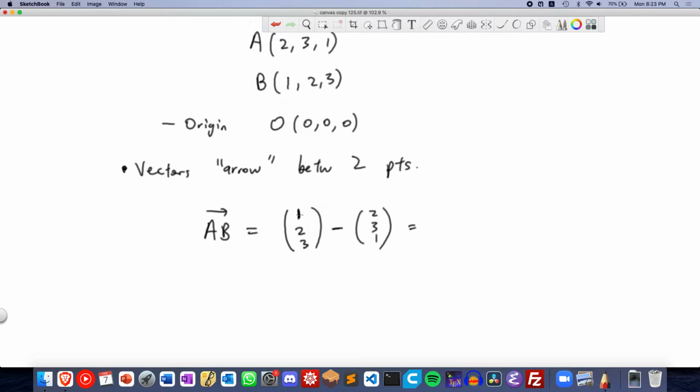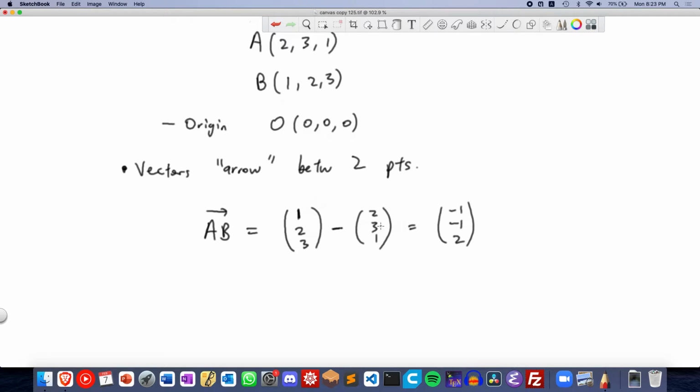So we take the x coordinate of the first point minus the x coordinate of the second. So in that case it's minus 1. And this one, 2 minus 3, we get minus 1 again. And lastly, we do the same for the z coordinate, we get 2.